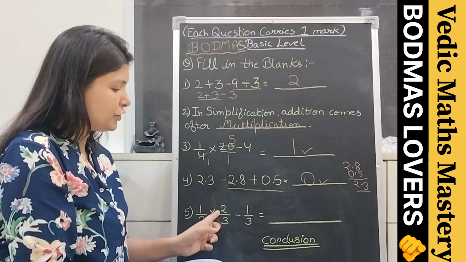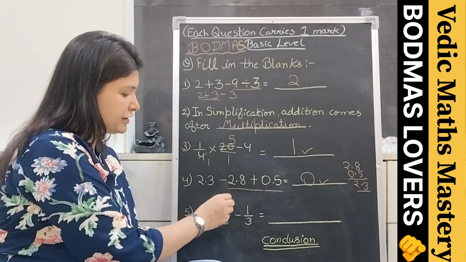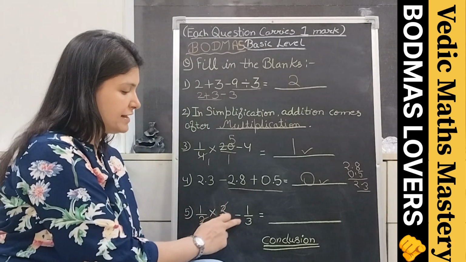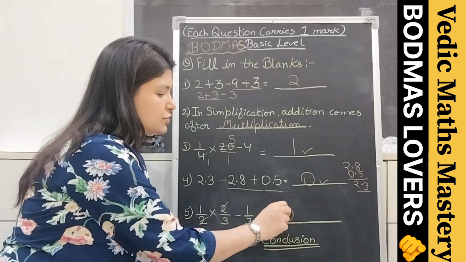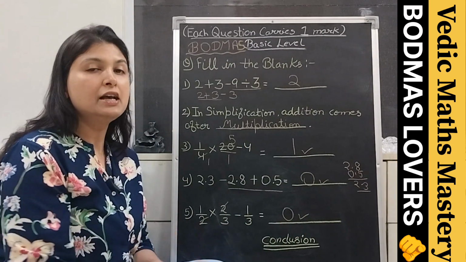Now the next question says 1 upon 2 multiplied by 2 upon 3, minus 1 upon 3. So you can cancel the values. First, multiplication will be solved. 1 upon 3 minus 1 upon 3. It will also become 0. 0 will be the correct answer. So I hope you have cleared this.